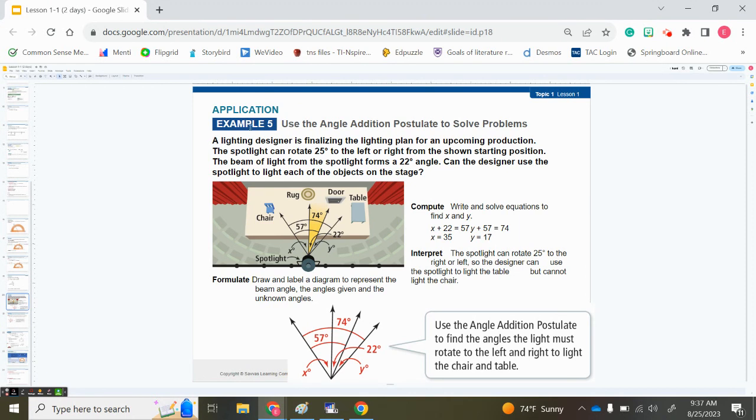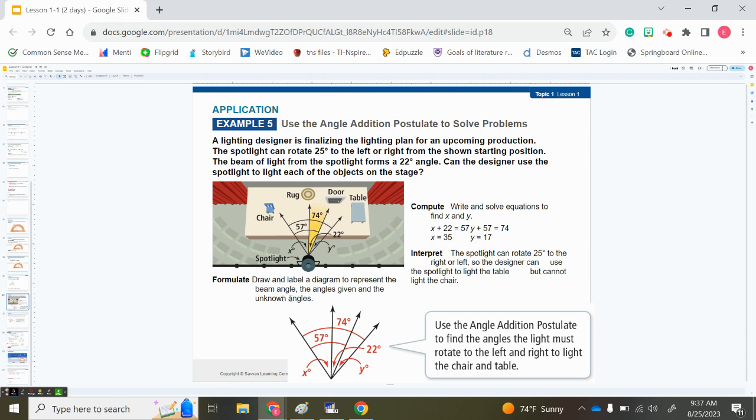A lighting designer is finalizing the lighting plan for an upcoming production. The spotlight can rotate 25 degrees to the left or right from the shown standing point. The beam of light from the spotlight forms a 22-degree angle. Can the designer use the spotlight to light each of the objects on stage? All right, so what they're saying is it can only rotate 25 degrees left or right, which means everything has to land less than 25 degrees. It's not like we can add to it. This thing is on a pivot. It's not going to go any further.